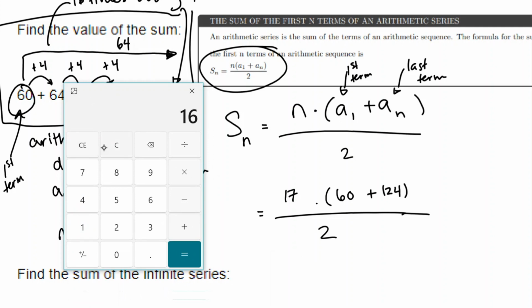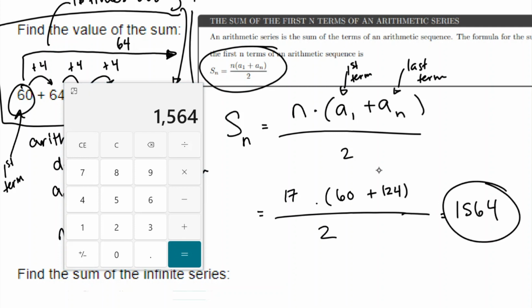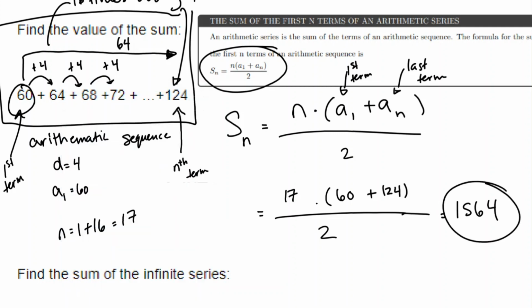So now we calculate our value. 60 plus 124 equals 184, times 17 is that number, divided by 2, and our answer is 1564 using this formula.